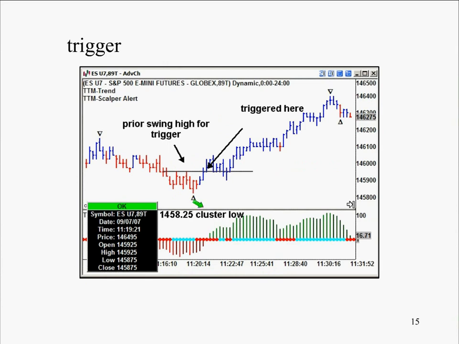If you had gotten this trigger, as far as the rules that I've created, if it took out a prior swing high, but you were below zero, you wouldn't take the trade. Okay? So again, the first entry would be here, where you took out the prior swing high. A secondary entry would be on the pullback after taking out that high.